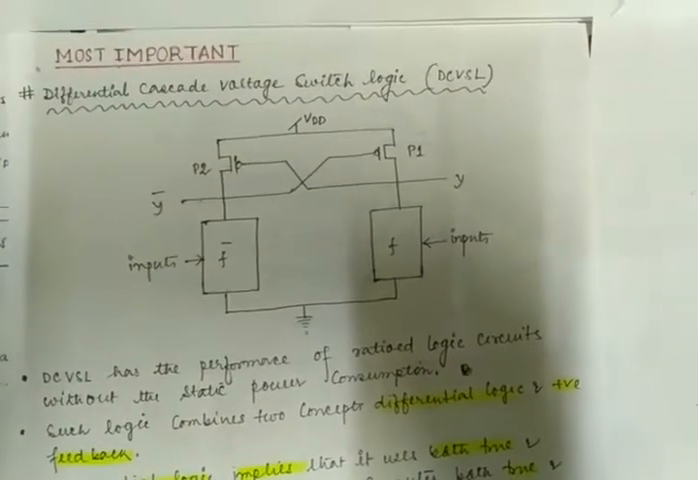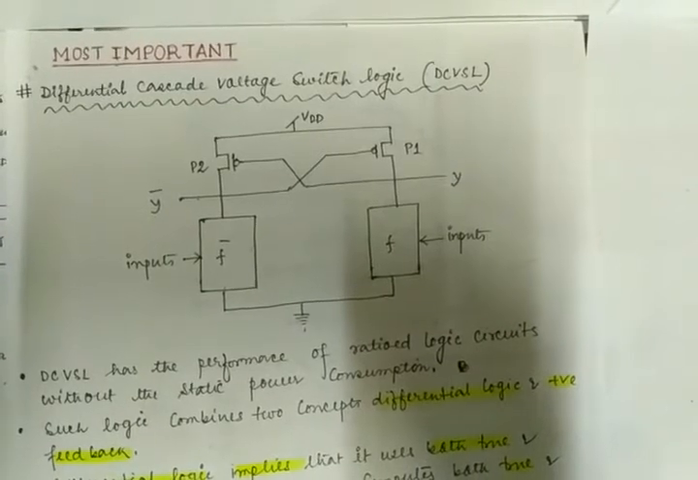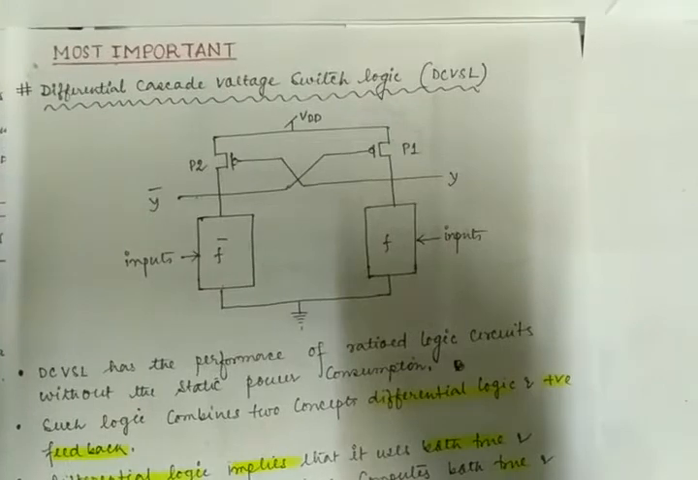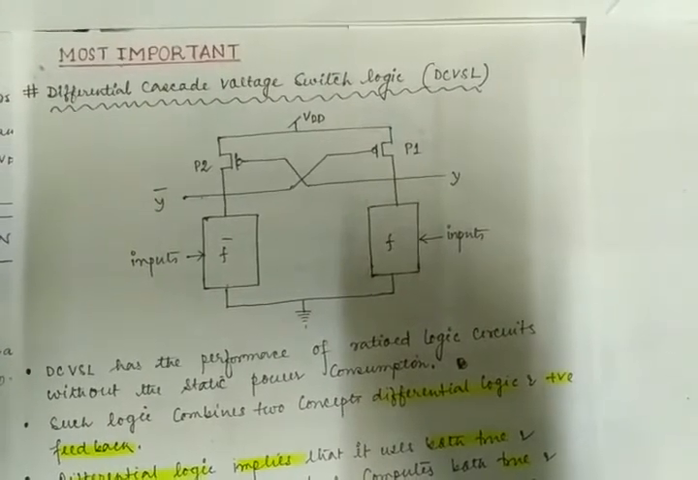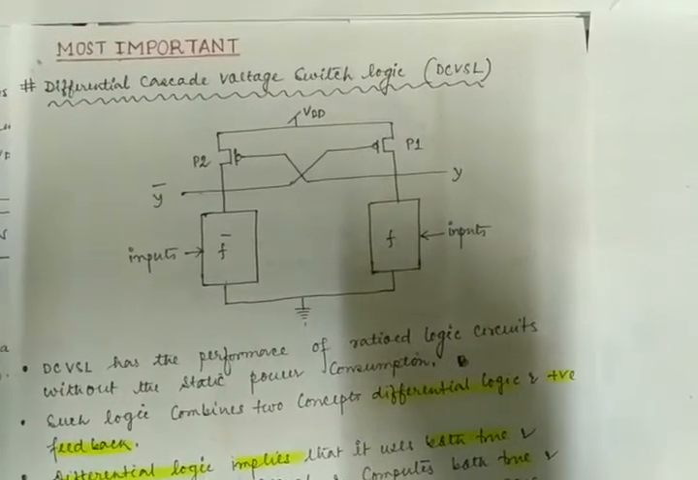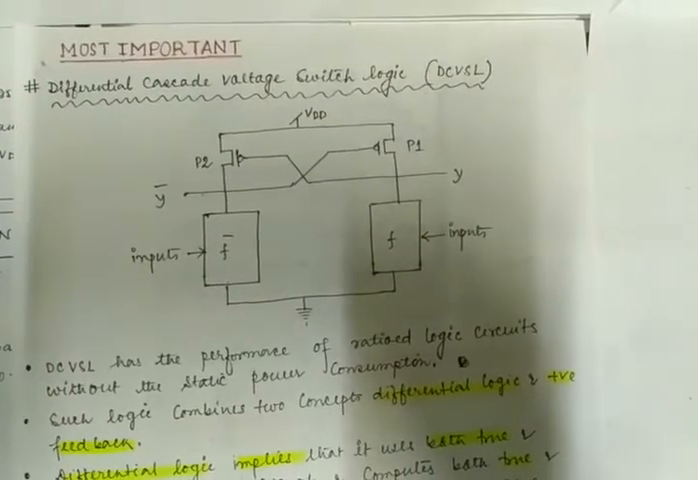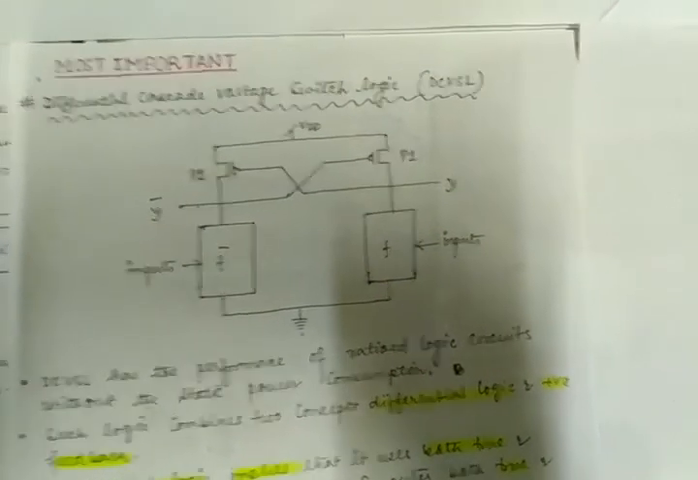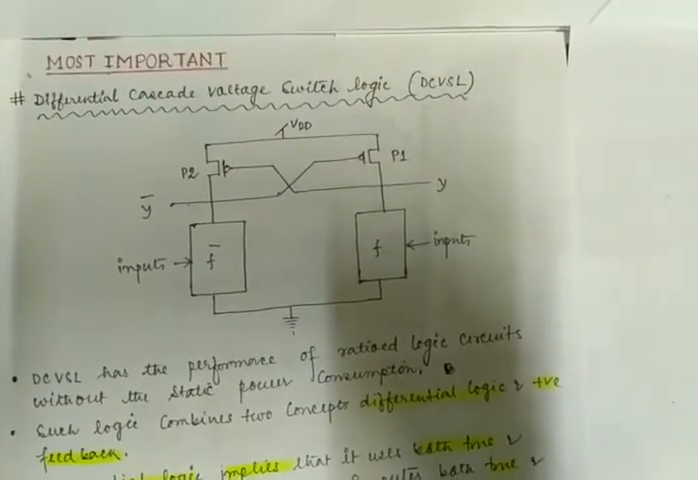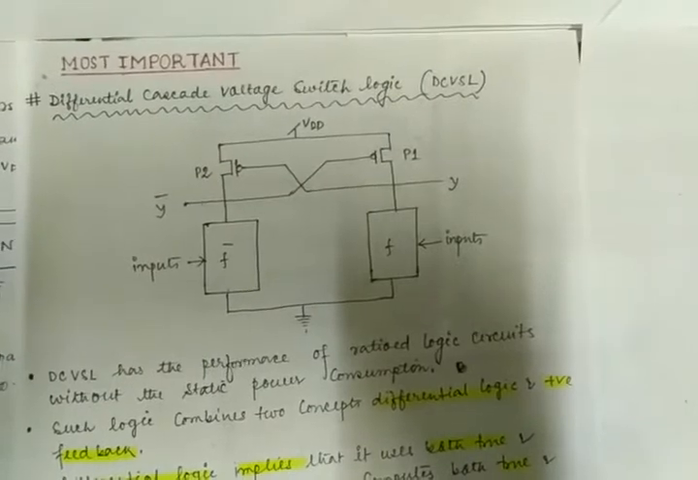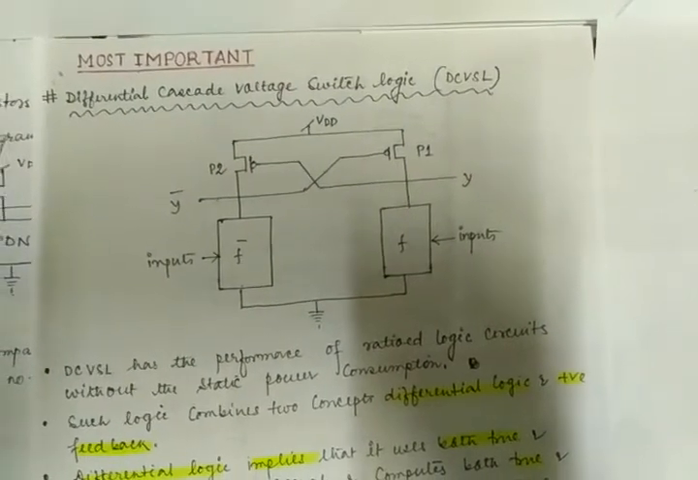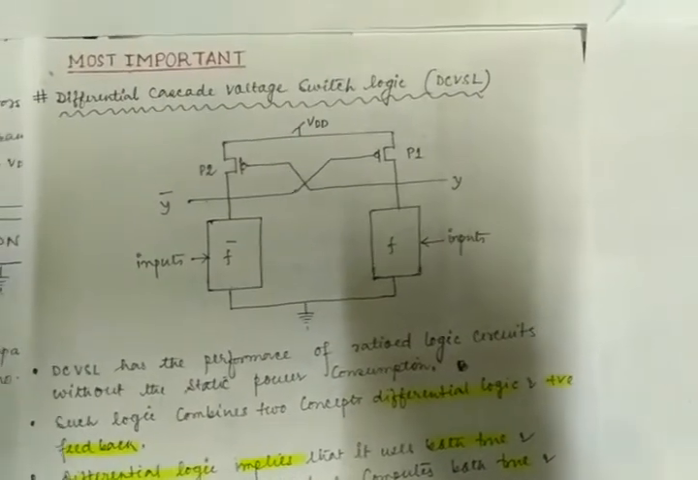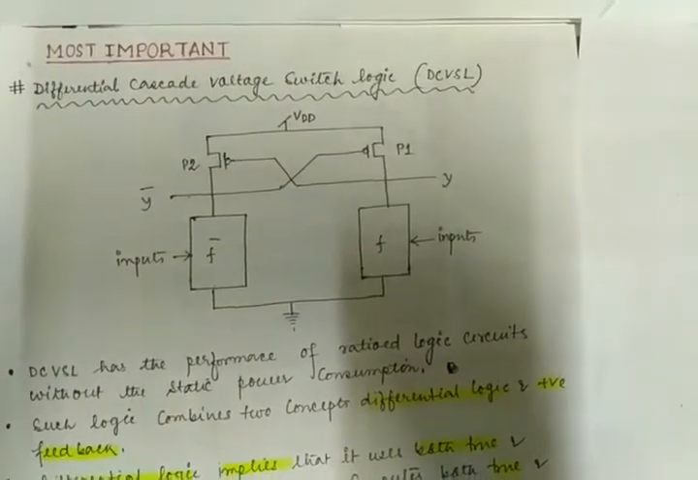Okay, so the name is differential cascode voltage switch logic, right? DCVSL, and it's a very important concept in digital VLSI design. But what is the significance of differential, what is the significance of cascode, and what is the significance of voltage switch logic? Each and every term has some inner meaning that will definitely be reflected in the operating principle of DCVSL.